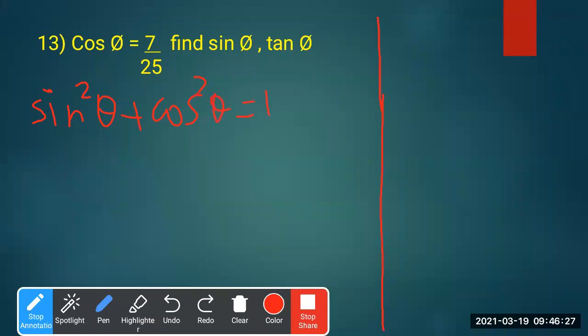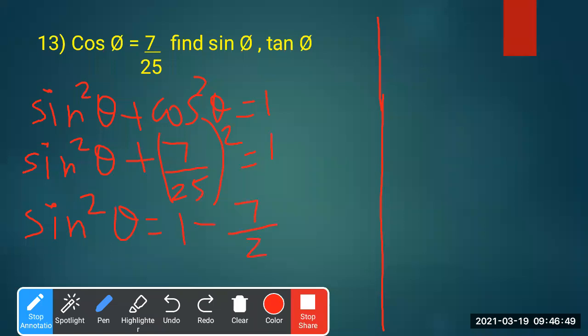So substitute here. We know the value of cos theta. So sin square theta will be as it is. Sin square theta plus (7 upon 25) the whole square is equal to 1. So sin square theta is equal to 1 minus (7 upon 25) the square.